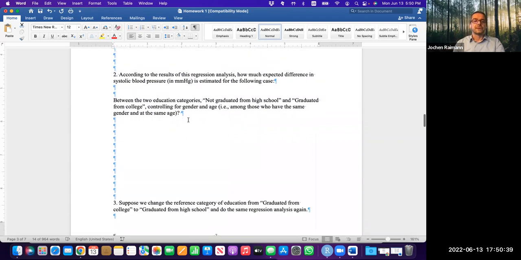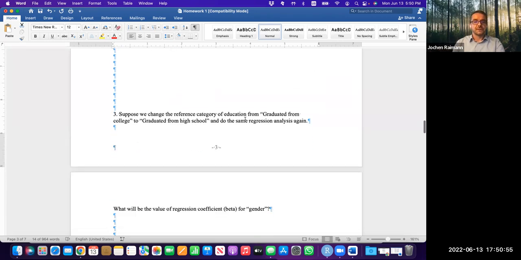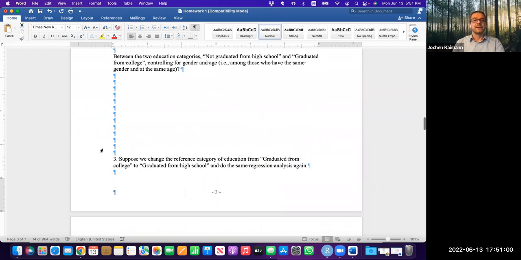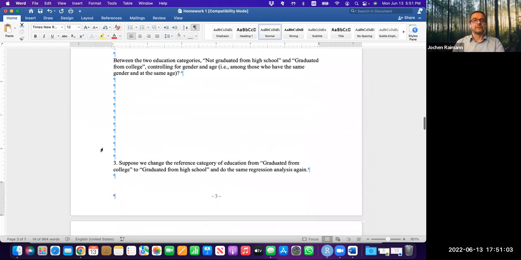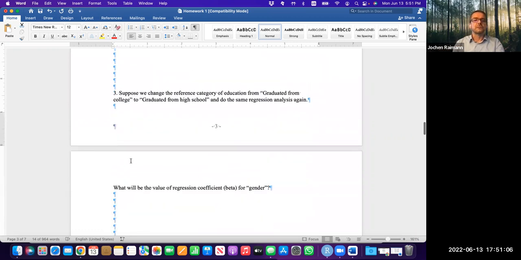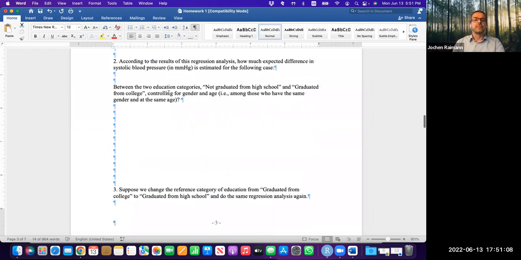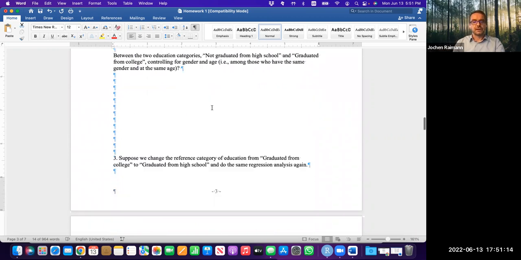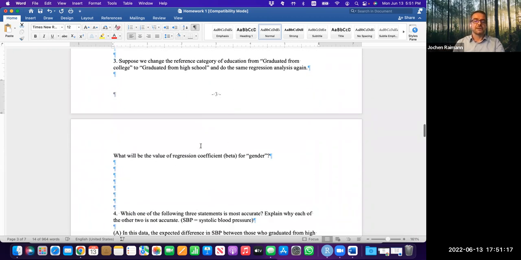Now you're also calculating the differences between the two education categories, where, all else being equal, gender and age remain constant. Same here, you're again being asked for the differences between the effects of age and gender. So you're using from this regression analysis the gender difference, which we have seen in the output.